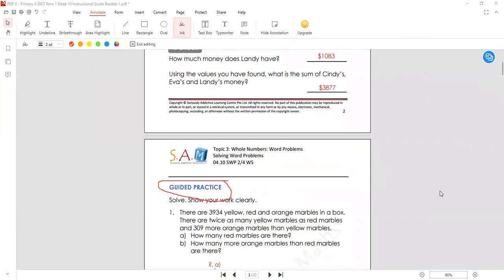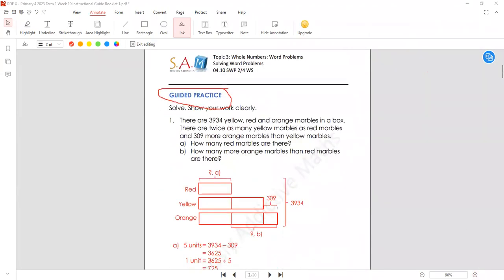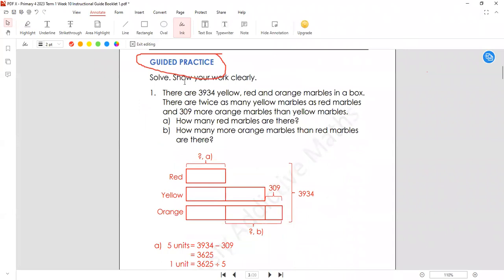So for bar model drawing, I usually skip the learn segment and we just go straight into guided practice. So when we take the students through this, make sure that you draw it on screen. You've got to show them how to do it. So for example, this question: there are 3,934 yellow, red, and orange marbles in a box. We can't do much yet. Why? Because you don't know the proportion of yellow to red to orange.